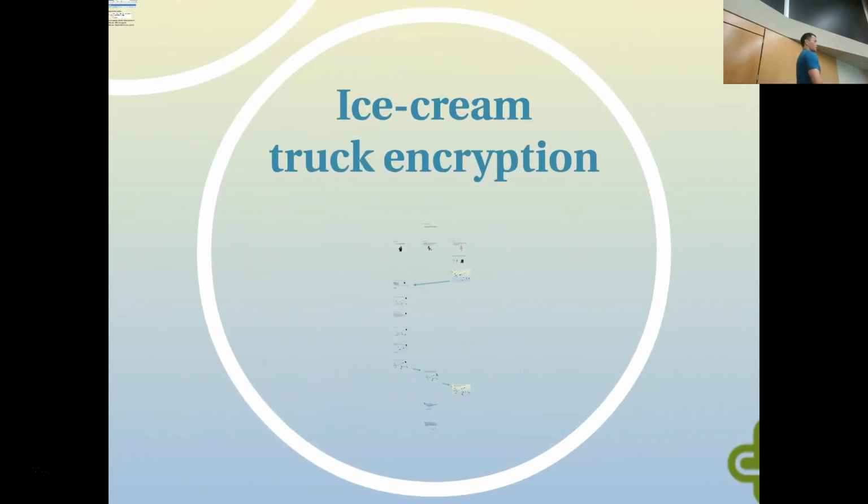Okay, so now we're going to have to do something with this problem. We have a public key and a private key. How the heck are we going to encrypt a message, data, from a sender to a recipient with this public key? So we're going to use the ice cream truck problem to encrypt some messages.